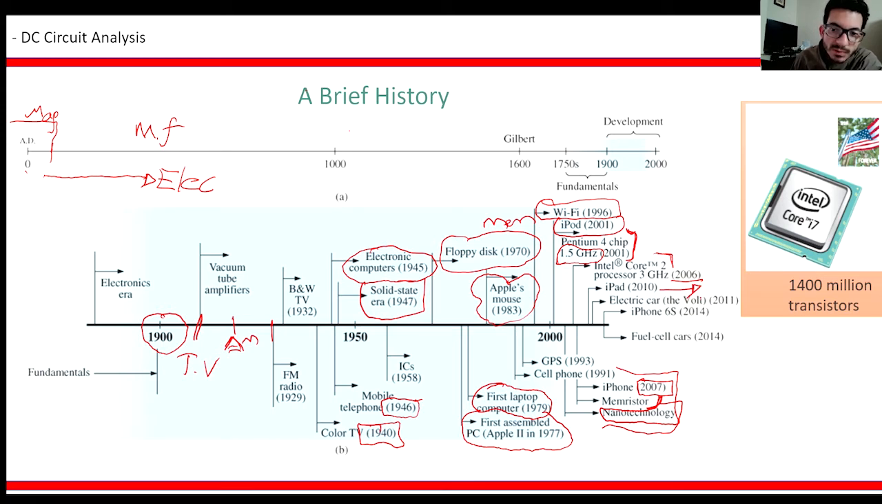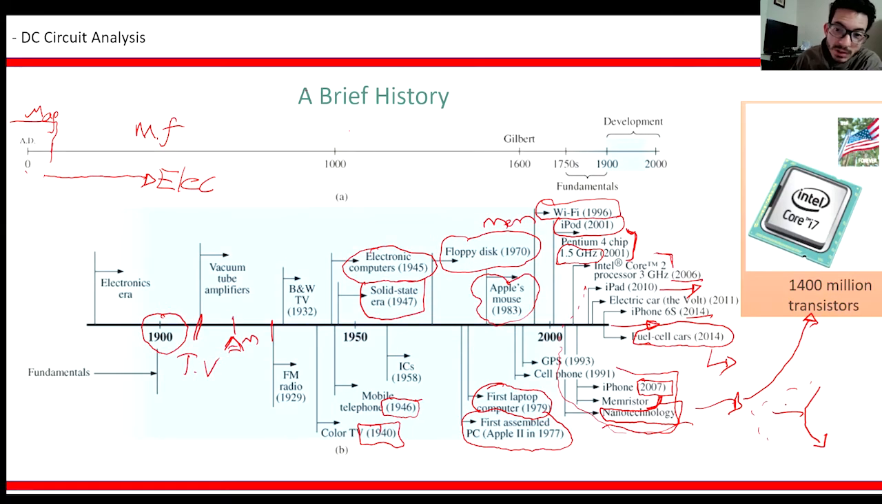The electric car, the Volt from Chevy, came out in 2011. iPhone 6 came out in 2014. The fuel cell car, for hybrid cars, came out in 2014. And etc. We have the Samsung Galaxy and so on. A lot of things from here on out have one thing in common: they use a lot of transistors, which we'll briefly talk about later. And transistors, as you know, have the property of being electronic gates.